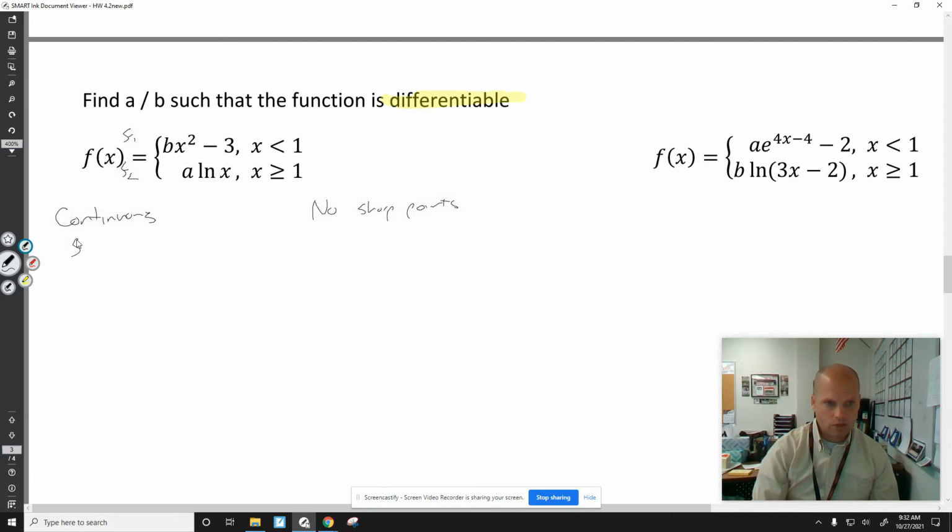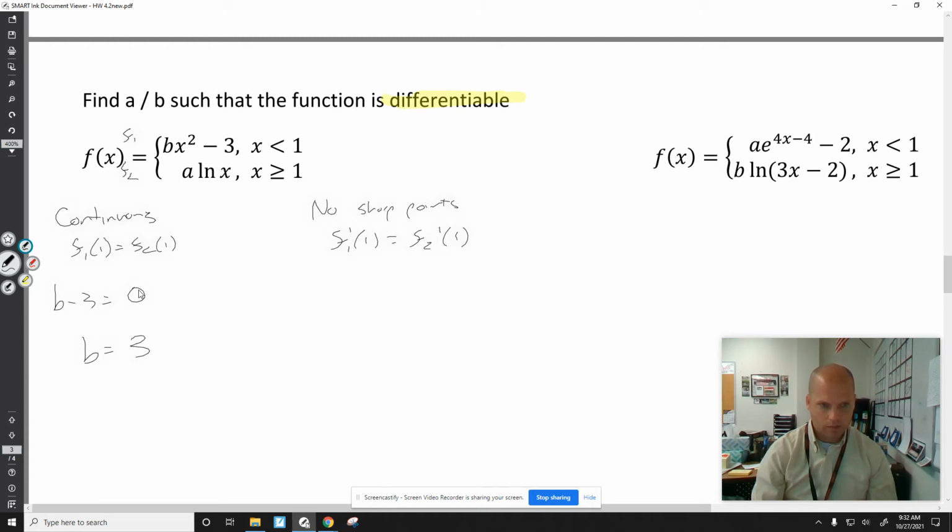To ensure there's no sharp points, we're going to have to make sure that the slopes of the two pieces are the same at that x value. Okay? So we're cool with b minus 3 equals a log 1, which is 0. B equals 3. Again, this is a log 1, which is 0.